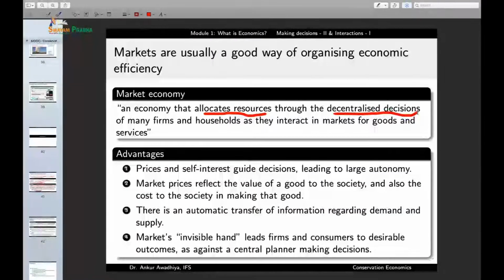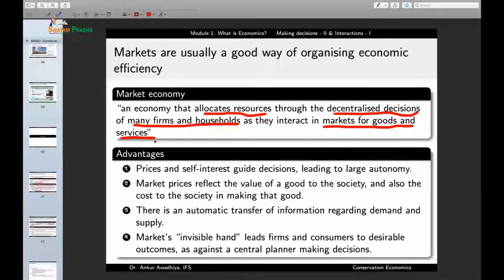So the market economy allocates resources through decentralized decisions of many firms and households. In this case, there were two producers, you and me, and there were two consumers, you and me. In the case of a larger society, a larger market, there will be a number of firms and households, and they will all interact together in the market. And there are two kinds of markets: markets for goods and markets for services. And when all these decisions are happening in a decentralized manner through interactions, then we say that this is a market economy.